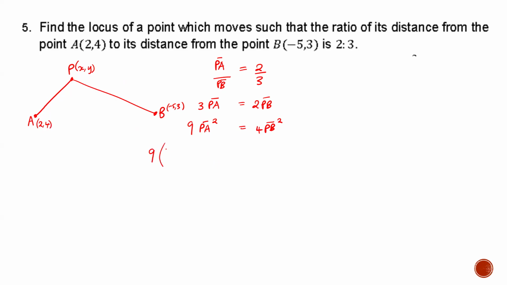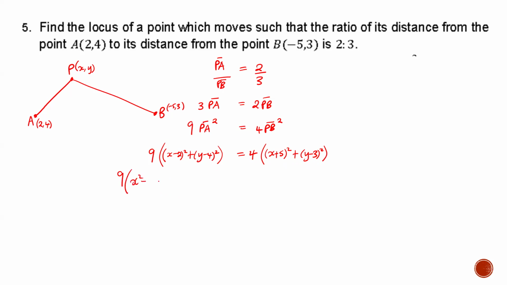So how do we find the distance between 2 points? PA is going to be (x minus 2) squared plus (y minus 4) squared. It's supposed to be a square root, but we already squared, and hence the square root is dealt with. Similarly on this side, we'll have (x minus -5), which is x plus 5, squared, plus (y minus 3) squared. Once you reach here, you've really done the work of the question. It's now up to you to expand correctly.